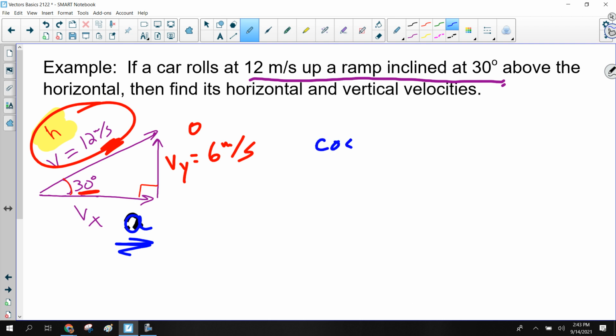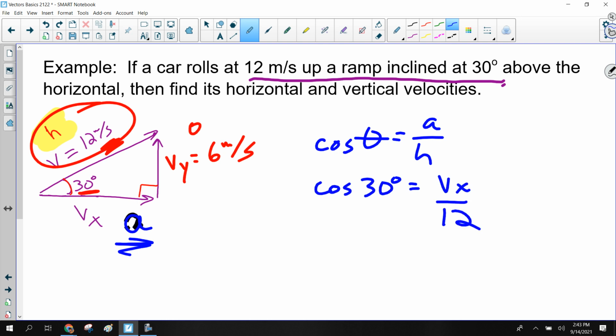Cosine of theta is adjacent over hypotenuse. Cosine of 30 equals Vx over 12. Multiply both sides by 12. 12 times the cosine of 30 is Vx.